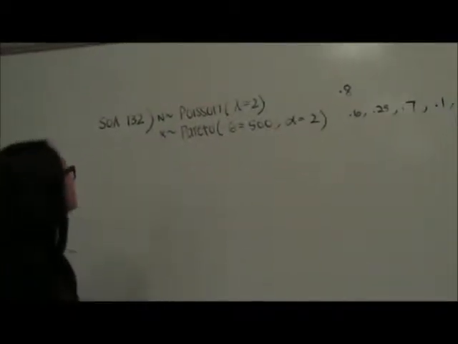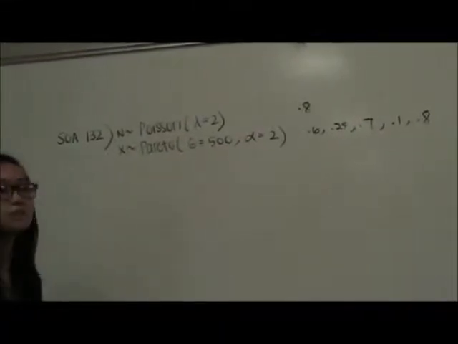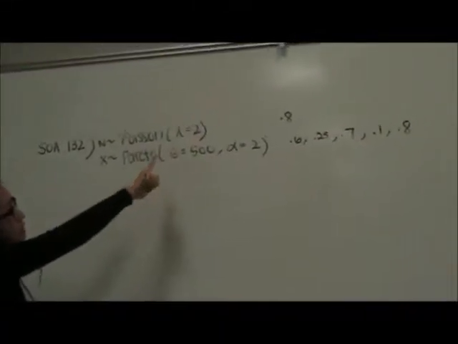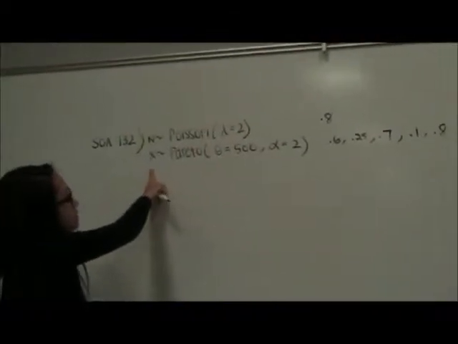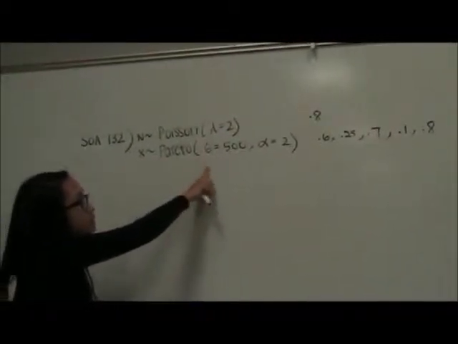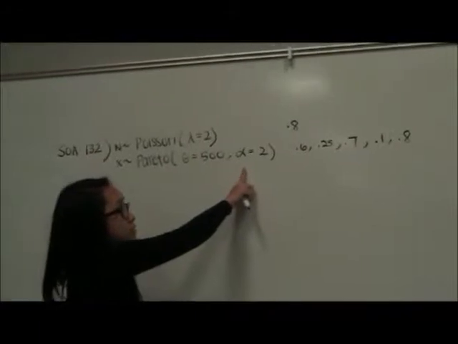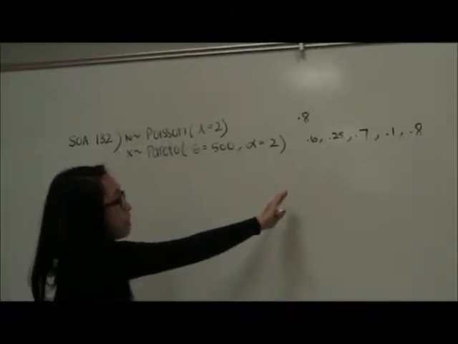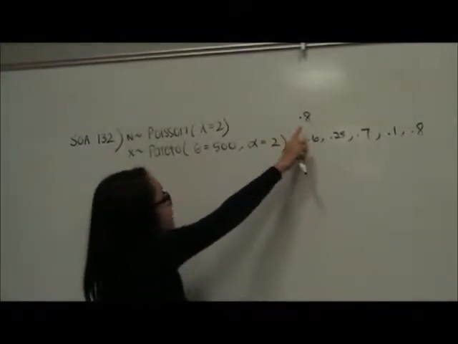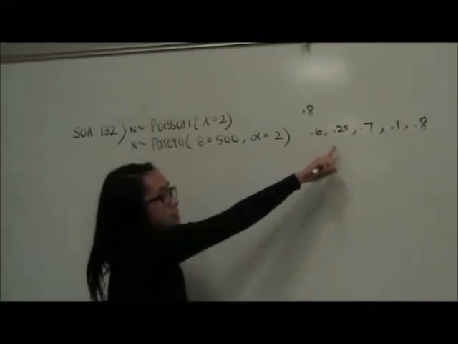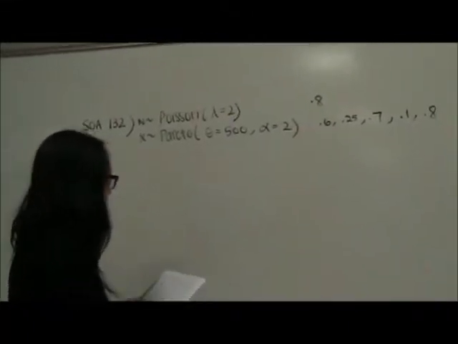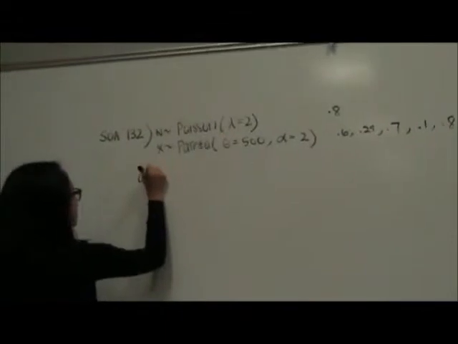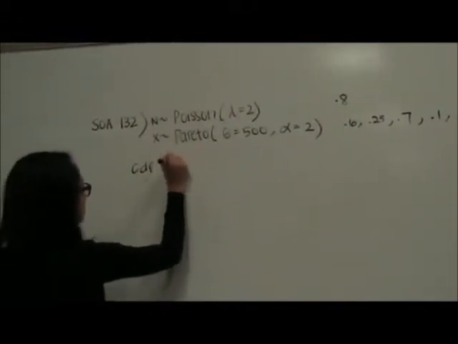Okay, so now we're going to do SOA number 132. In this problem, the number of claims is a Poisson with lambda equals 2, and the severity of these claims is a Pareto with theta equals 500 and alpha equals 2. The simulated value they gave us for the Poisson is 0.8, and the ones for the severity are listed here. So starting off, we're going to build the CDF for the Poisson distribution.